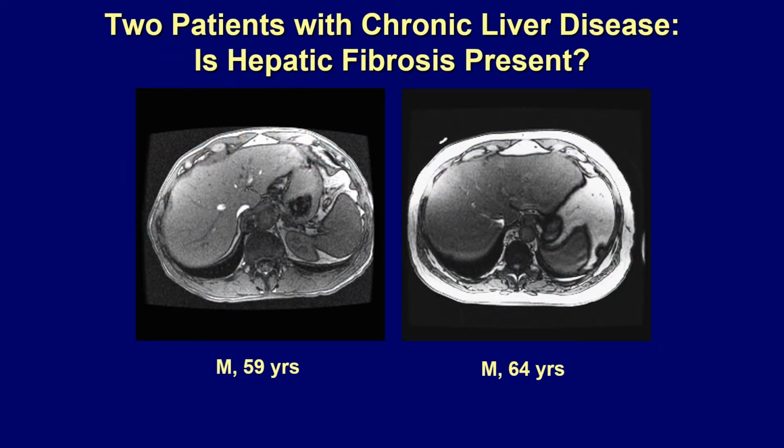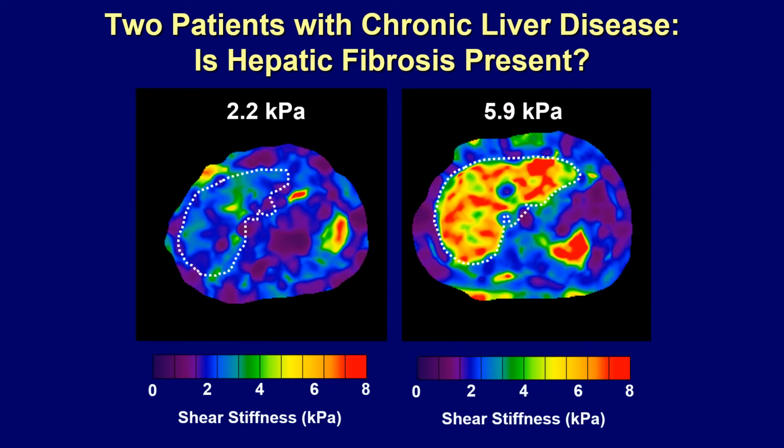So here are 2 patients who have chronic liver disease. Is hepatic fibrosis present? You can't tell from these images. Here are the elastograms. And you can see that in this patient, the liver is very soft, similar to subcutaneous fat, on the order of 2 kilopascals. This patient doesn't have liver fibrosis. The other patient has a very stiff liver, around 3 times normal. This patient has cirrhosis.